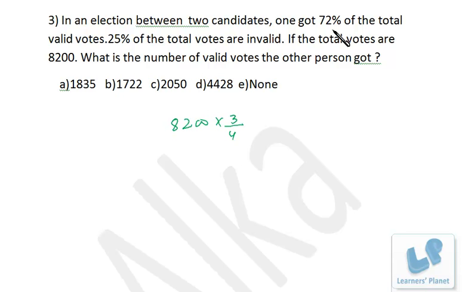Now this person, the given over here 72%, he has got 72% of the valid votes. That means the other person might have got 28% of the valid votes. Now these are the valid votes and this is 28% of the valid votes, right? So that's 82 into 21. 82 into 20, so that's 1640 plus 82, so that is 1722, right? That's your correct answer. Okay, I'm sure you are clear.